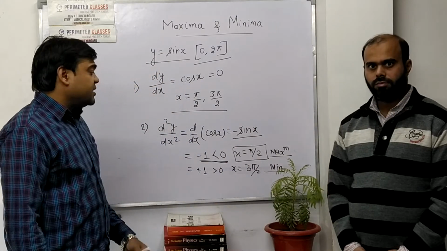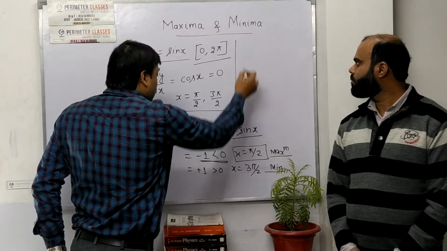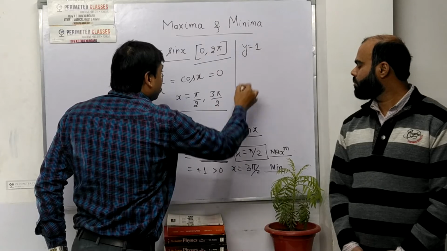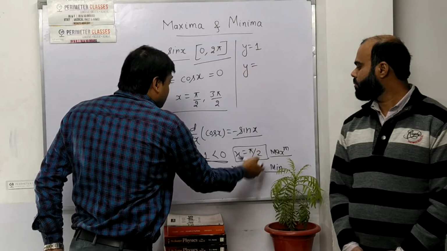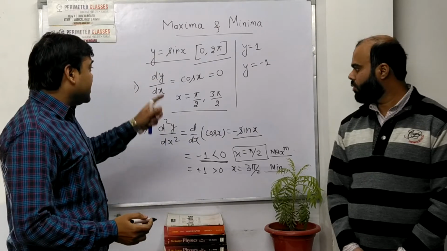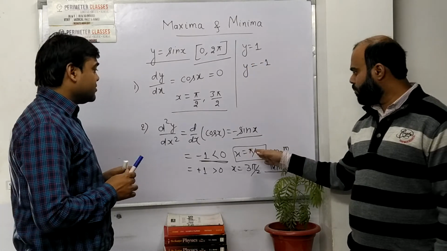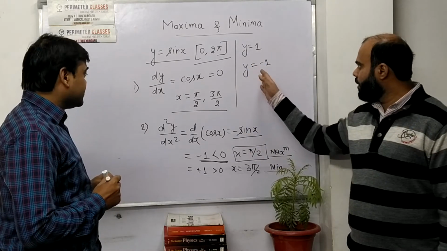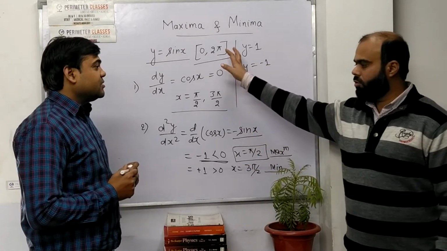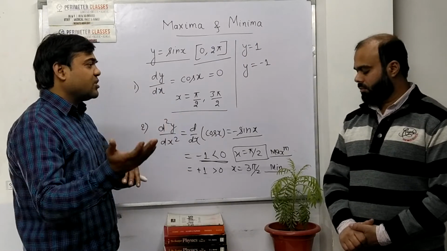Now we can also calculate the maximum and minimum value. To calculate that value, we will put x is equal to pi by 2 in this equation. So what we will get is y is equal to 1. And when we put x is equal to 3 pi by 2, we will get minus 1. So here you can see that the local maximum value is 1 at x is equal to pi by 2, and the local minimum value is minus 1 at x is equal to 3 pi by 2 in the interval 0 to 2 pi. In other intervals we may have other local maxima and other local minima as well.